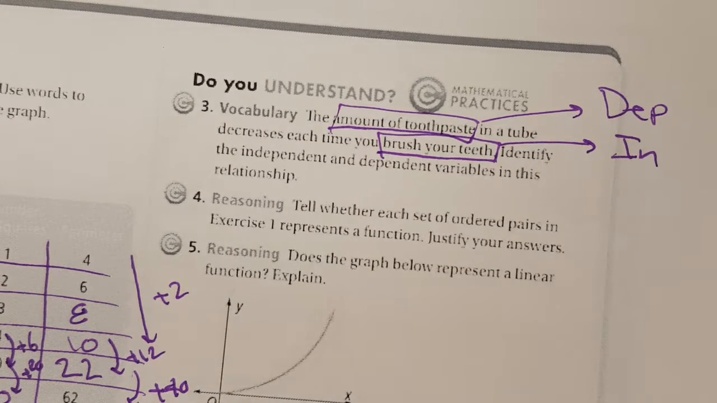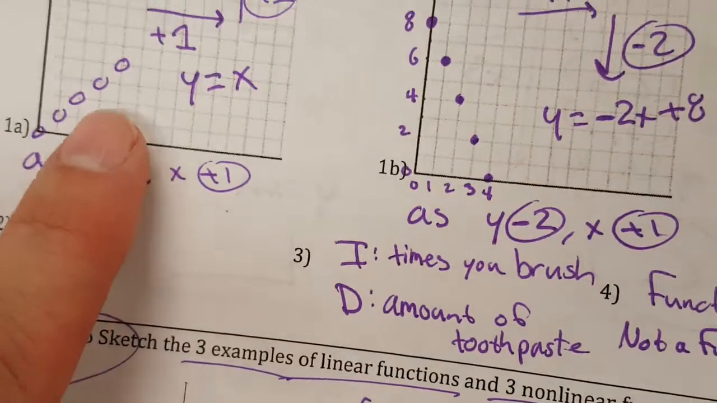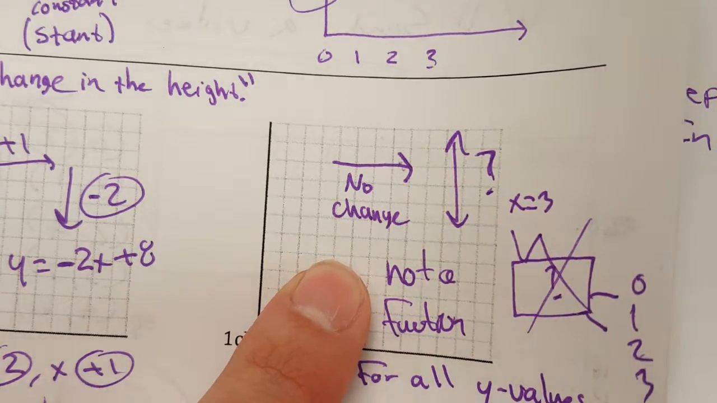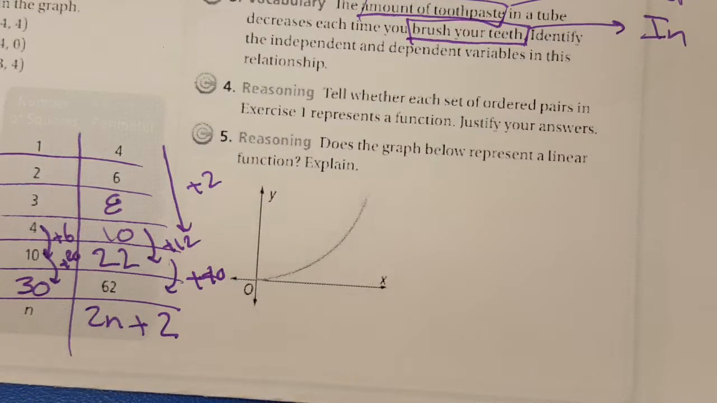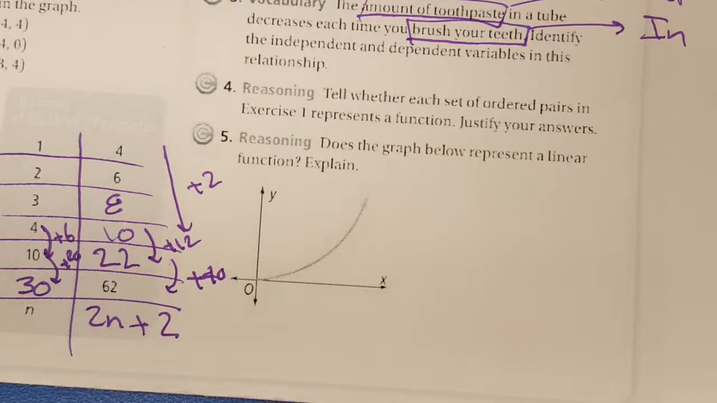Tell whether each set is an ordered pair. Is it a function? Well, where's my answers? Straight line, function, straight line, function. Ooh, vertical line, you are not a function. Sorry, you don't count. And speaking of straight lines, number 5, is that linear or nonlinear? Well, it's nonlinear. It is not linear because it is curved, so no curves allowed. Only straight lines.